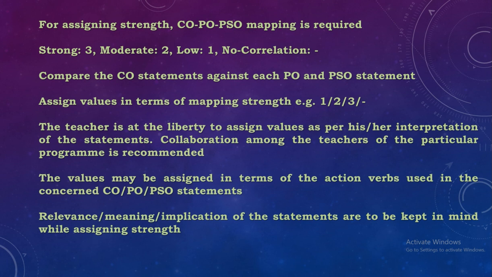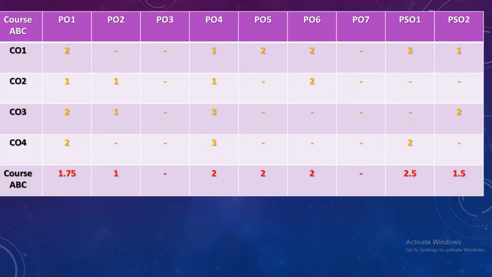He or she is the expert in teaching, and can establish the correlation between the CO and PO, PSO statements, and thereafter will be able to assign strength as shown. Now this is a complete matrix that has been shown for a course named ABC. It's a randomly selected course. So for course ABC, we can see the relationship.